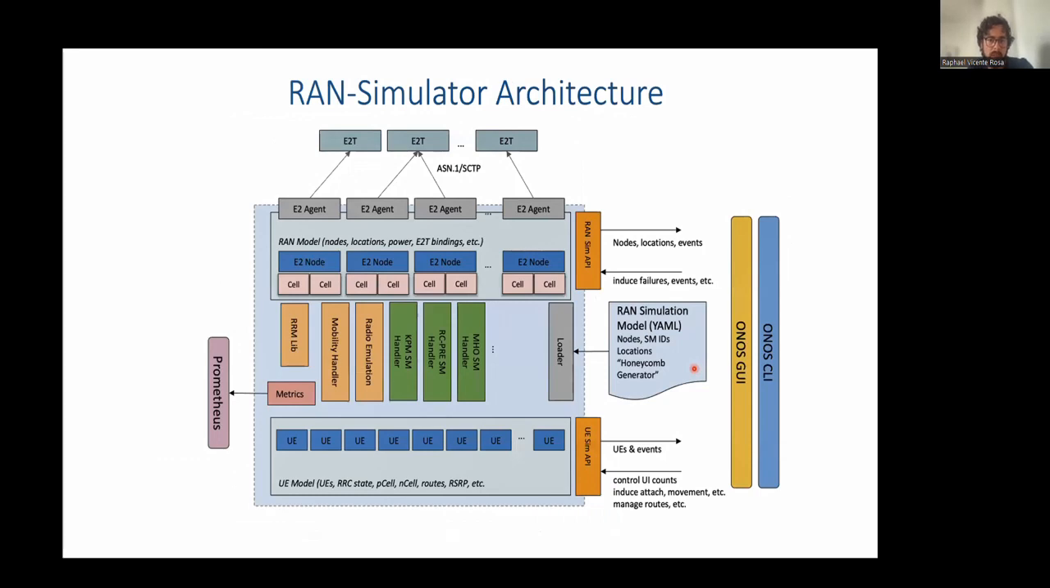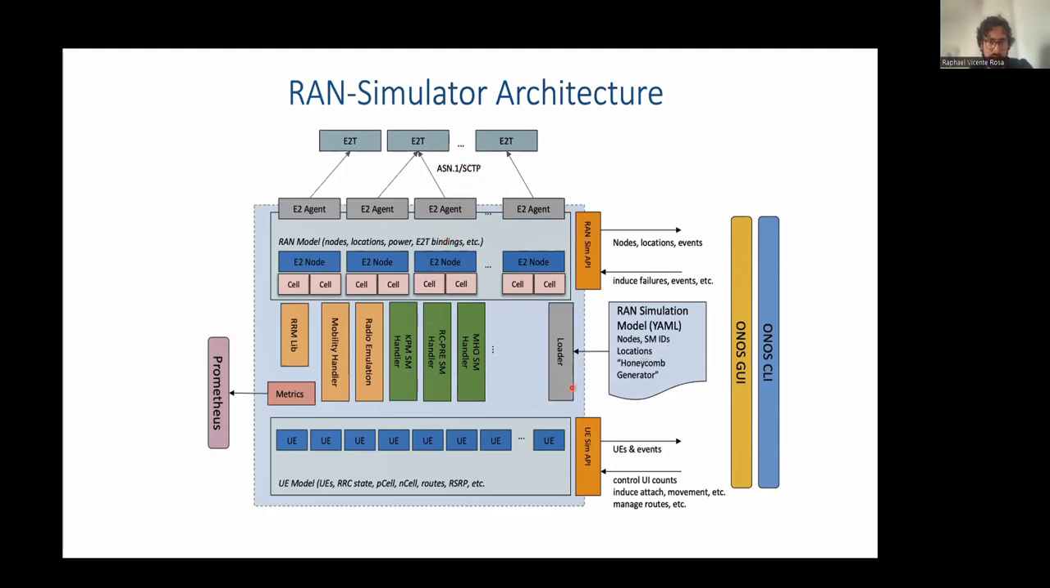So the RAN simulator is basically a set of libraries that allow the definition of a topology, and this topology contains a set of cells or E2 nodes and their respective cells. Here we don't have the abstraction of what is a CU or DU, but we have the abstraction of what is a gNodeB, for instance. Each one of these E2 nodes contains E2 agents that make the reference with the ONOS E2T component using SCTP over E2AP.